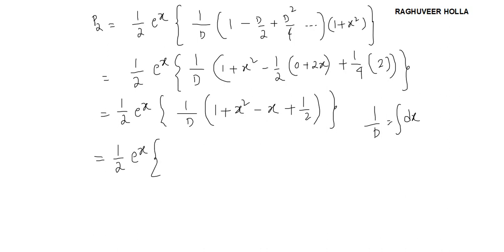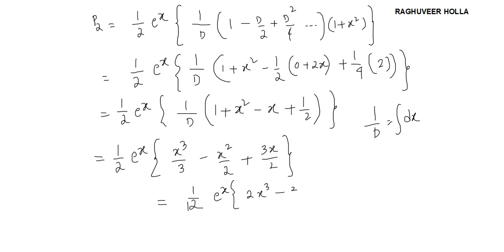Now the integration of the whole thing would be x cubed divided by 3, minus x squared by 2, and plus 3x divided by 2, so close the brackets. Now further, if I try to simplify it, I get 1/2 e^x, close the brackets, and I get 2x; now if I factorize it, I get 1/12, and this is 2x cubed minus 3x squared plus 9x, close this bracket.